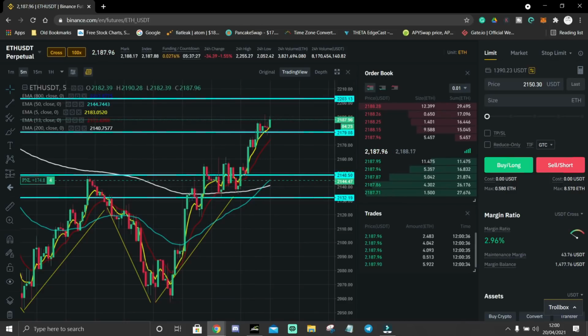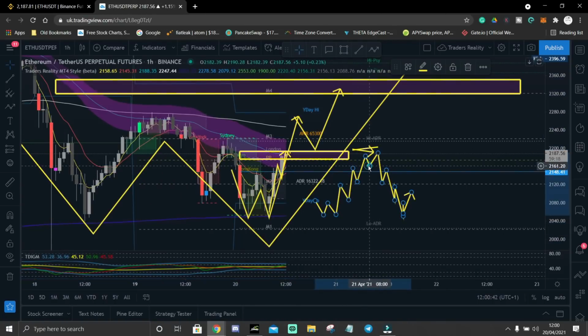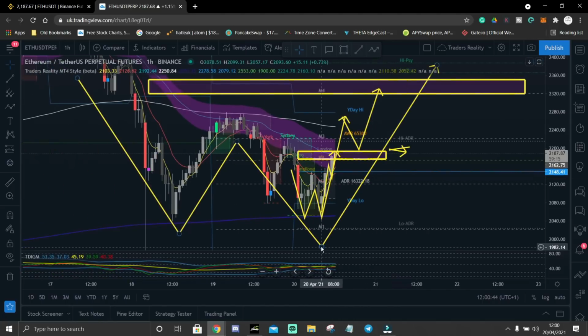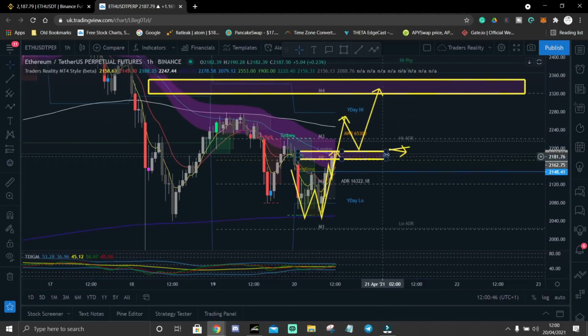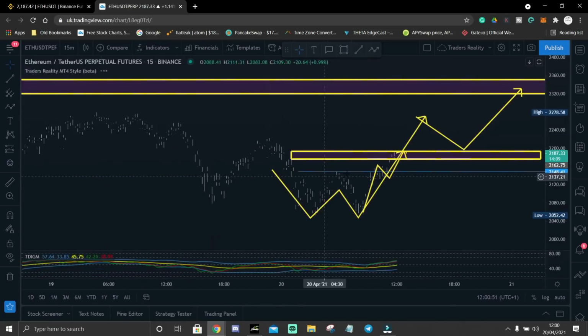Now, if I bring over to you what's actually happening with Ethereum as a whole, well, we've got all sorts happening over here. Let me just close this. So, bring on the 15-minute time frame. Here we go.